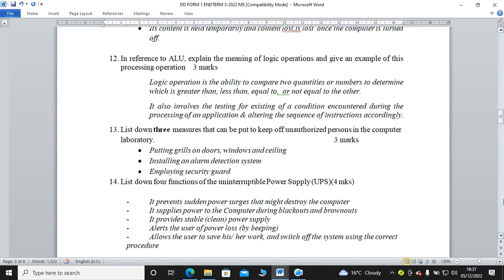Question number 12. In reference to arithmetic and logic unit, explain the meaning of logic operations and give an example of this processing operation. So guys, logic operation is the ability to compare two quantities or numbers to determine which is greater than, less than, equal to, and so on. So if I give you x and y, then I tell you y is 9, x is 10, then I want you to evaluate which is greater. For that case, you are doing a logic operation.